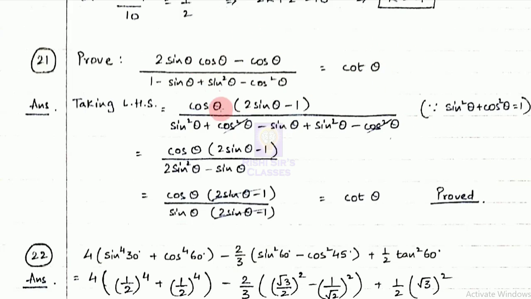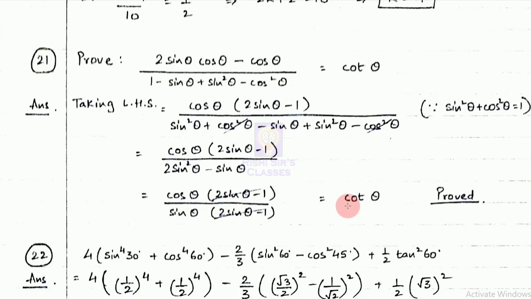So from this we can take cos common, 2 sin theta minus 1 upon, we can convert 1 as sin square plus cos square, which cancel out, and over here we are having 2 sin square theta minus sin theta. We can take sin common, it will come as cos upon sin and all the rest parts will get cancelled out and the answer will come as cot theta.